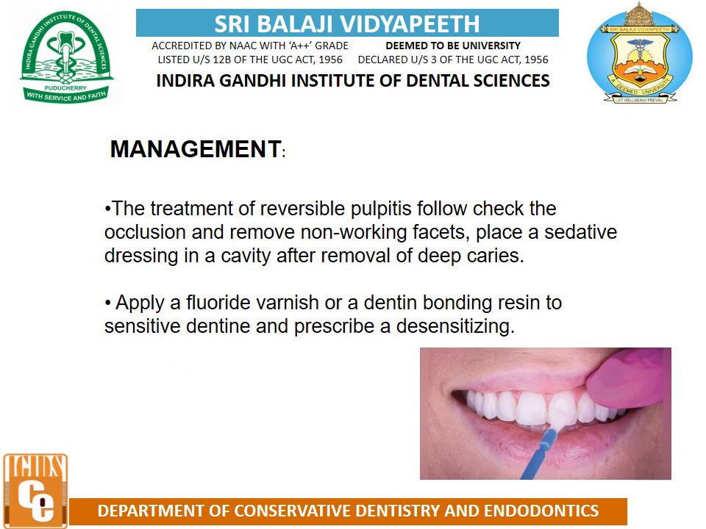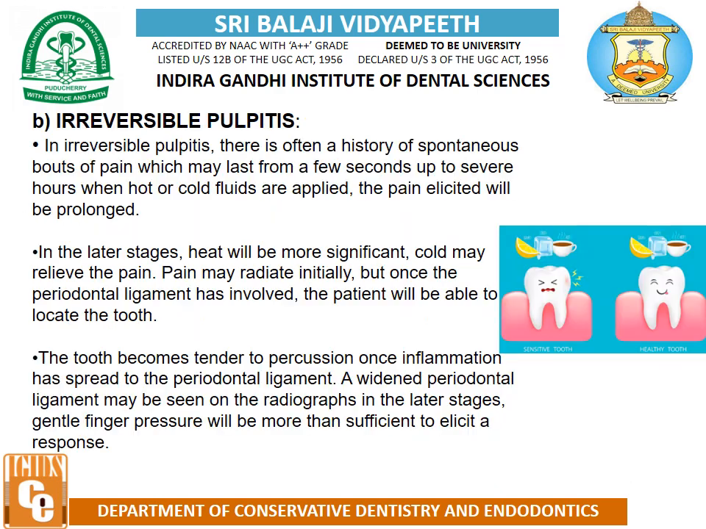Management. The treatment of reversible pulpitis is as follows: check the occlusion and remove non-working facets. Place a sedative dressing in the cavity after removal of deep caries. Apply a fluoride varnish or a dentin bonding resin to sensitive dentin and prescribe a desensitizing agent.